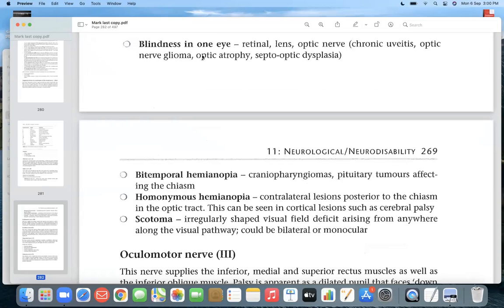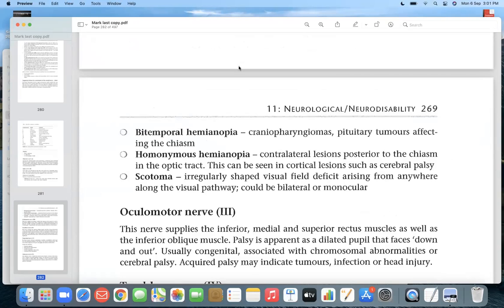So just remember, for blindness of one eye, you should suspect problems with the optic nerve. The most common problems we see are chronic uveitis, optic nerve glioma, optic nerve atrophy, and septo-optic dysplasia. And also problems in the retina and the lens can also cause it. Next, for bitemporal hemianopia, the problem is at the optic chiasm. We know that craniopharyngiomas are usually in that place. So pituitary gland tumors and craniopharyngiomas, these two examples are more than enough.